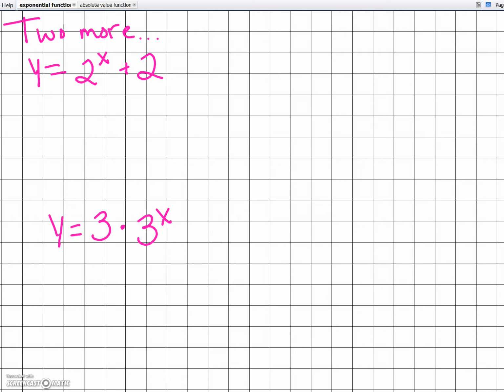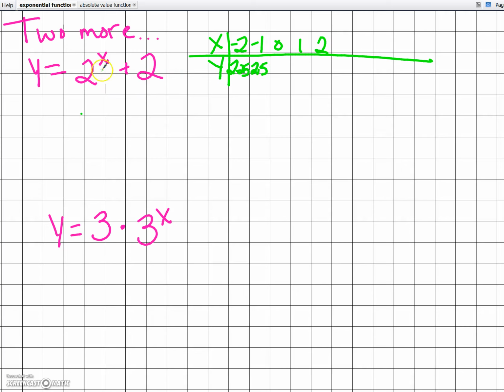Remember, when we start this out, we're going to start with our table. So we have x and y, negative 2, negative 1, 0, 1, 2. So negative 2 from our other charts, 2 to the negative 2 is 0.25. So then we just add 2. So it's 2.25. And then 2 to the negative 1 was 0.5. So 2 plus 0.5 is 2.5.